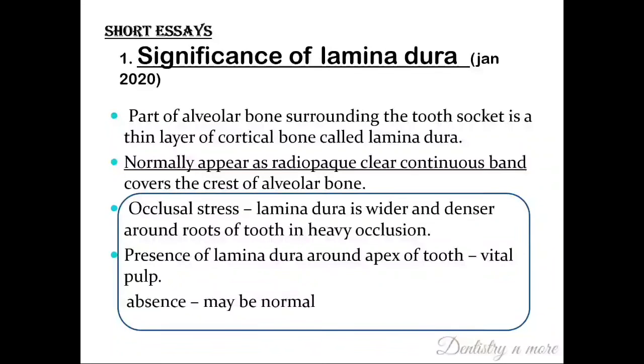When there is an increase in the occlusal stress, the lamina dura is wider and denser around the roots of the tooth. And there is a presence of lamina dura around the root apex if there is a vital pulp. If the pulp is absent, that is, if it is non-vital, it is found to have disappeared.